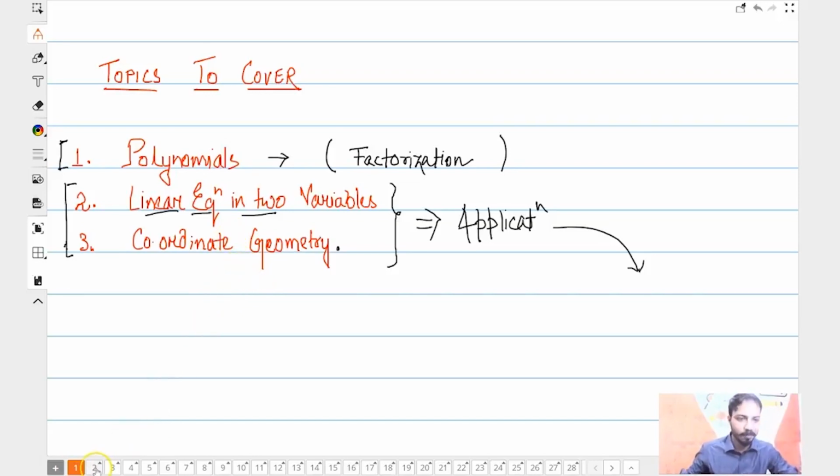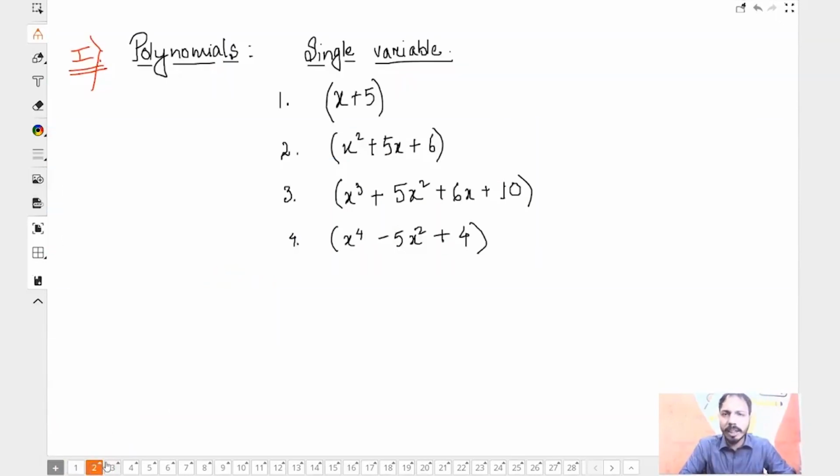So let's start. So let's understand what polynomials are. Polynomials are basically algebraic equations or expressions. For example, let us say there can be more than one variable, right? So if we have one variable, how will the polynomial look like? So this is an example of a degree 1 polynomial.